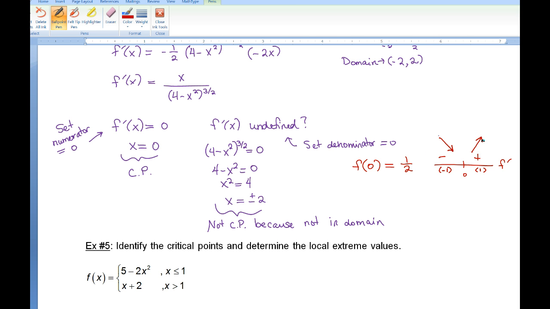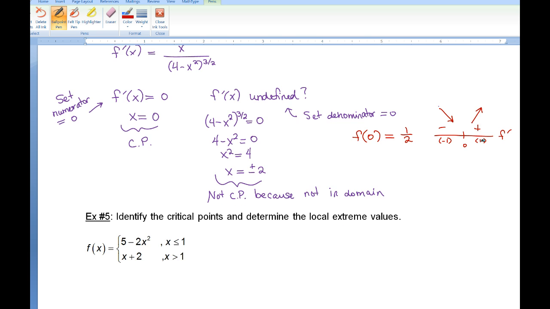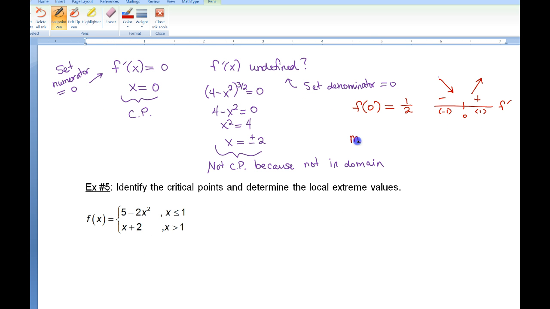You'll see I draw these arrows often. The arrows actually show what's happening with the actual graph. It's saying that the graph goes down and then it goes up. So that means it's a minimum at x equals 0, so our minimum is equal to 1/2 at x equals 0.